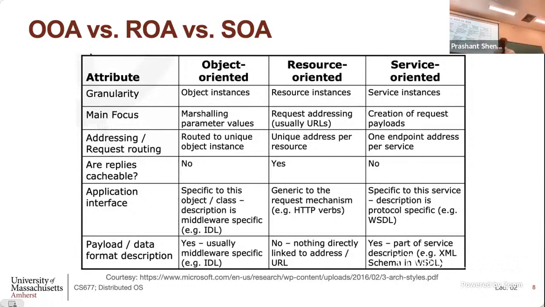I'm not going to go through every row, but the big idea is that in object-oriented architecture, the components of your applications are essentially objects. Objects could reside on multiple machines, and they use remote procedure calls, or if you use Java, something called remote method invocation, or RMI, to communicate back and forth.